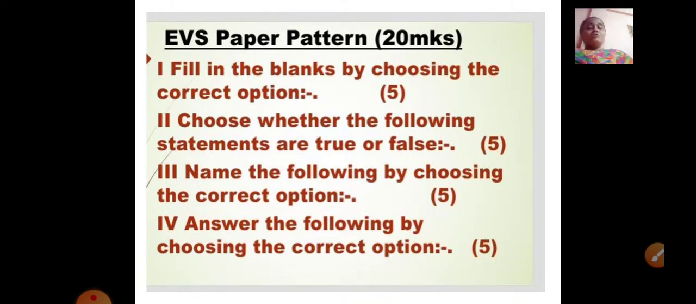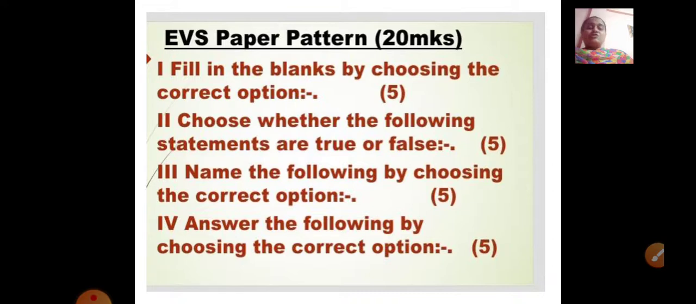So you have to choose whether the statement given is true, that is like right or wrong, okay? And you have to choose whether it is true or false. Your third Roman number is name the following by choosing the correct option. Again, options are provided to you and you have to choose the correct option and you have to name the following of the particular statement.